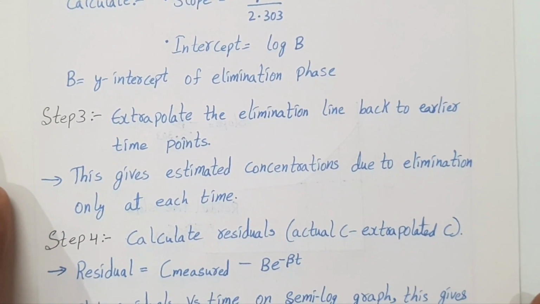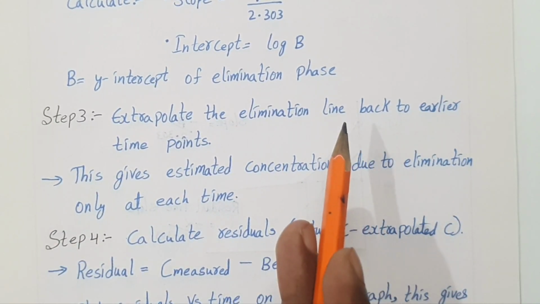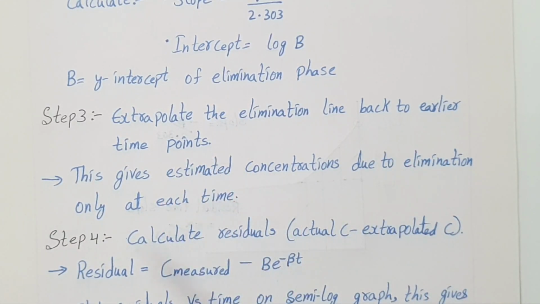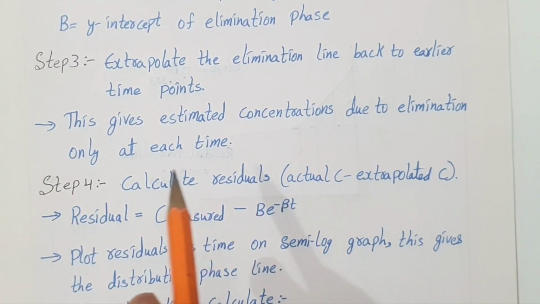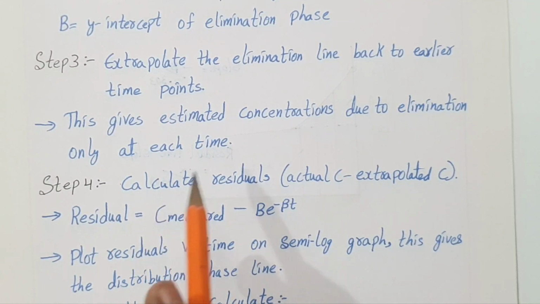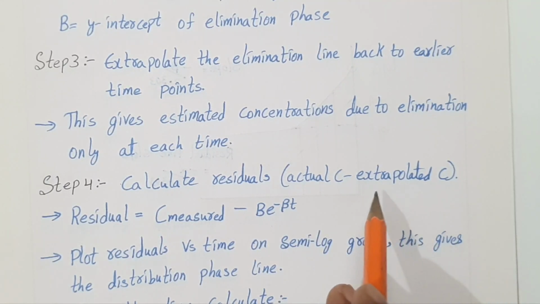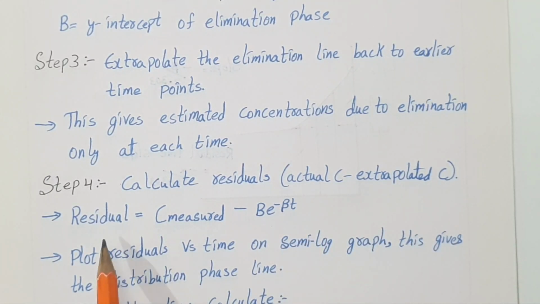Then the third step is to extrapolate the elimination line. You take it backward to earlier time points. This gives the estimated concentration due to elimination only. Then step 4 is to calculate residuals: actual C minus extrapolated C. Residual equals C measured minus extrapolated C, that is B e^(-beta t).